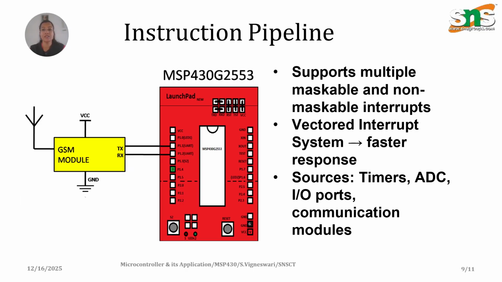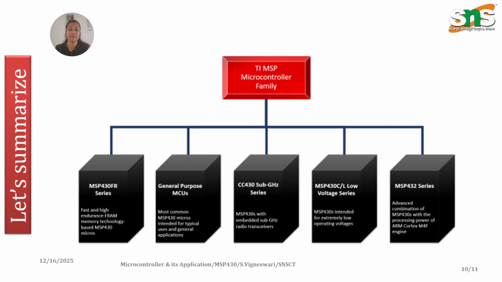Next comes the interrupt handling. MSP430 supports maskable and non-maskable interrupts with a vector interrupt system. The CPU jumps directly to the corresponding interrupt routine, resulting in a faster response time. Interrupts can be generated from timers, ADC, IO ports, and communication modules. This event-driven approach further reduces the power consumption.